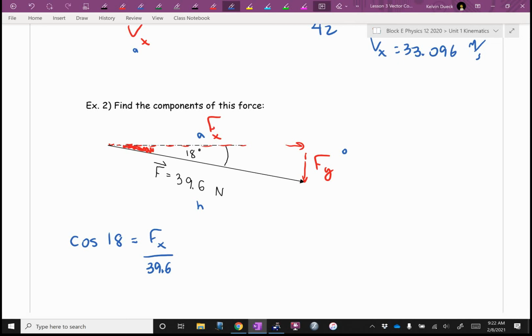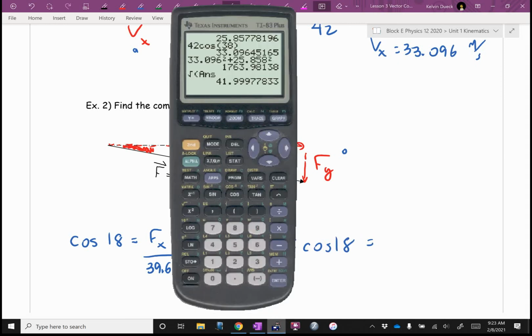Yeah, and technically it's one fraction equals one fraction, so my dumb trick of stuff moves diagonally still works, but the easiest here is, oh, we're dividing by 39.6, so times it over. So you're telling me, and I think you're right, that Fx is 39.6 times the cosine of 18? I agree, which is what? Do y'all get 37.662?